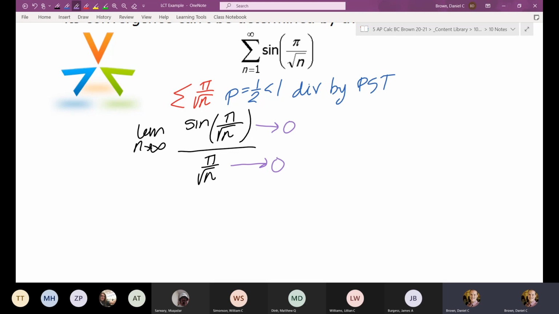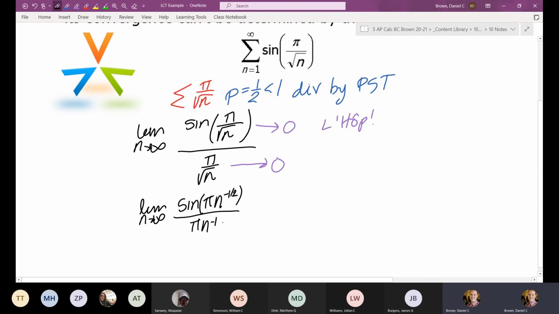So let's review how we do that rule. Take the derivative of the numerator over the derivative of the denominator. I am going to rewrite it before I use that rule, so I have the limit as n goes to infinity. I'm going to think about this as the sine of pi n to the negative 1/2, just to make my derivative a little bit easier to find. We're not stressed out. We're confident in finding derivatives. So let's go ahead and do this. This is the limit. Again, I'm not dropping that limit until I actually take the limit.